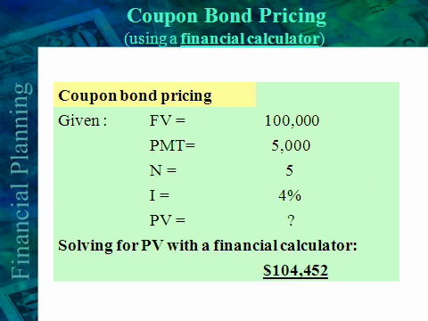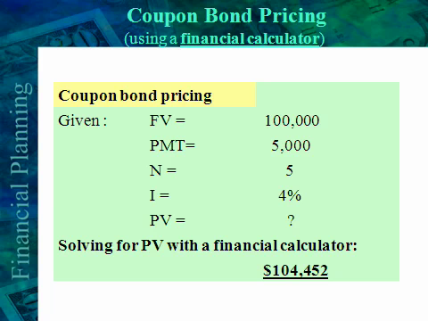The financial calculator is an efficient way to solve for the bond's price. You're given 4 of the 5 variables, so the process is as follows. Input 100,000 as the FV, 5,000 as the PMT, 5 as the N, and 4 as the I, and then hit PV. One important point to remember when using a financial calculator is that you must identify cash outflows as a negative number and cash inflows as a positive number in order for the function to work.